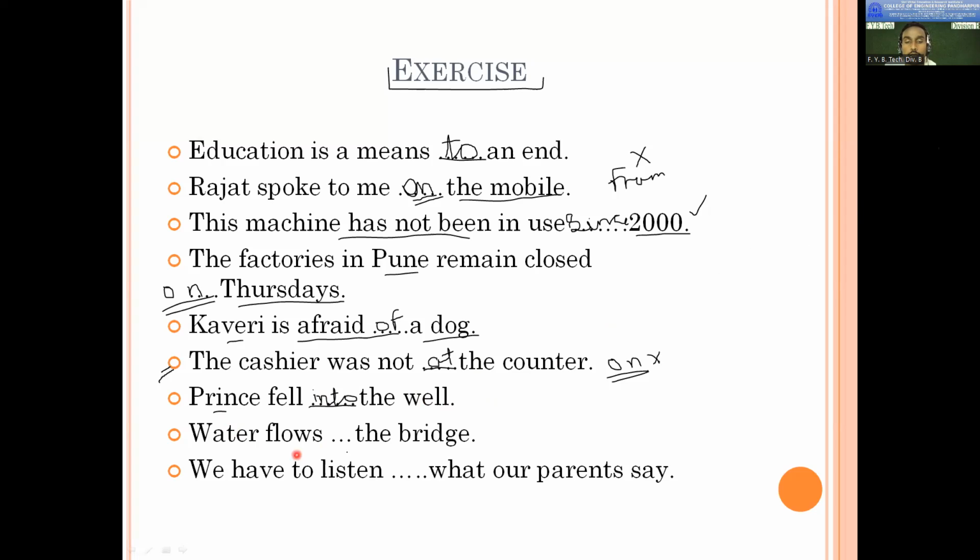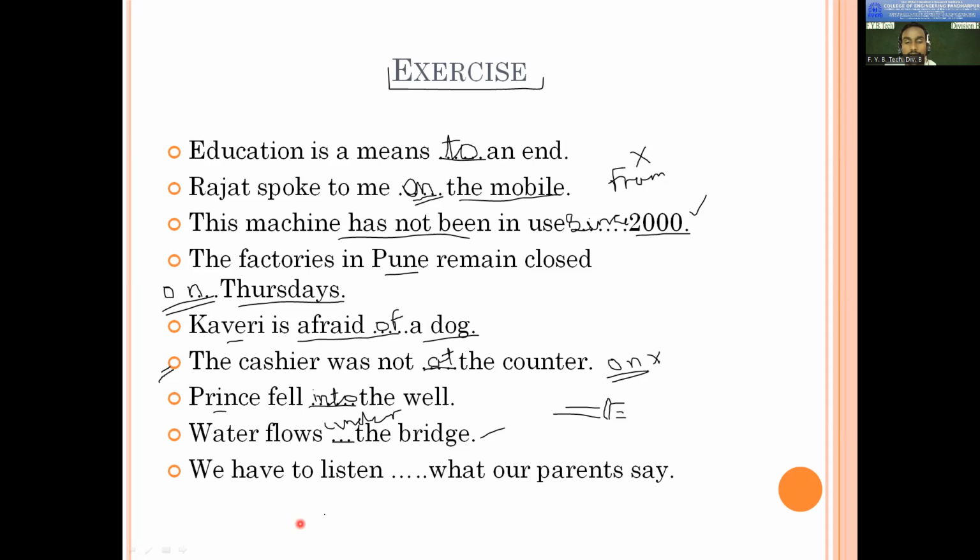Next, water flows dash the bridge. On the bridge. Under. It has to be under. Because if there is water flowing and here it is a bridge, the water will flow under the bridge, not on.